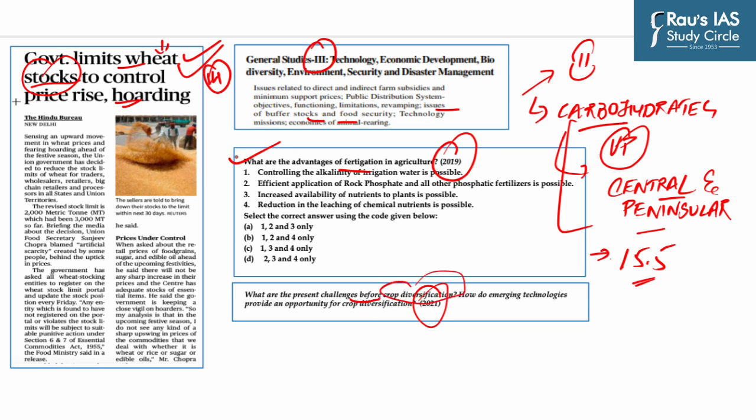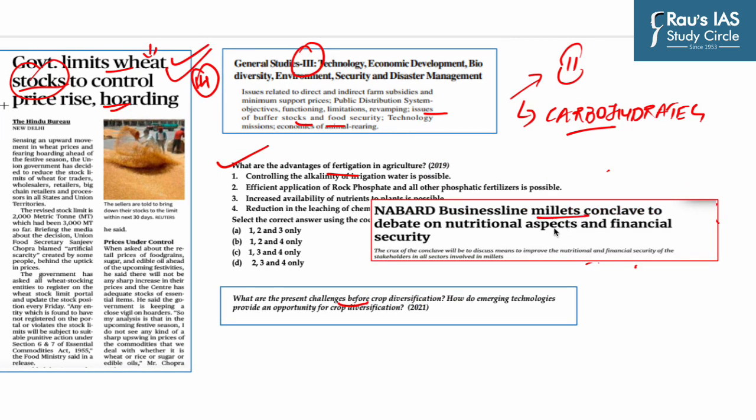So in this discussion, we'll cover a broader theme, that is, challenges pertaining to the Indian agriculture sector and the way forward for the same. But before that, let me tell you about the recent Millets Conclave in Hyderabad to debate the nutritional aspects and financial security.